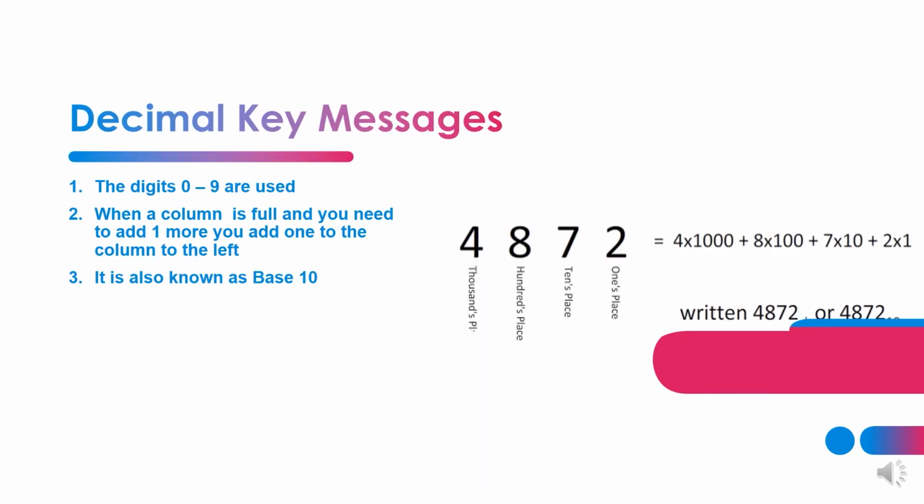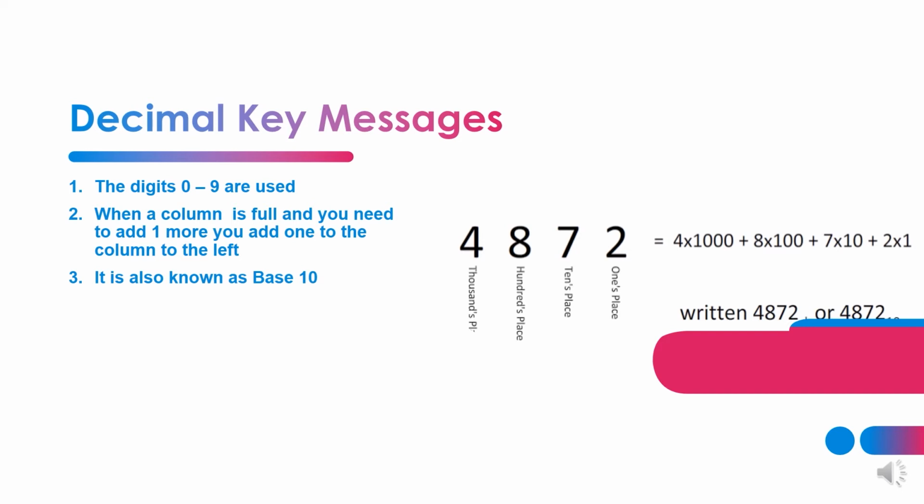So the key messages when it comes to decimal are we only use the numbers 0 to 9 to represent all numbers. When a column is full and you need to add one more, you add a column to the left. This number system is also known as base 10.